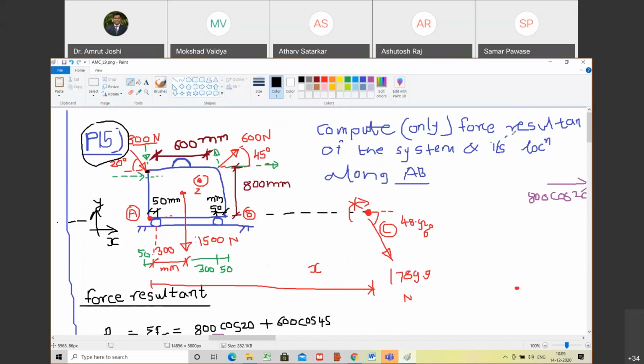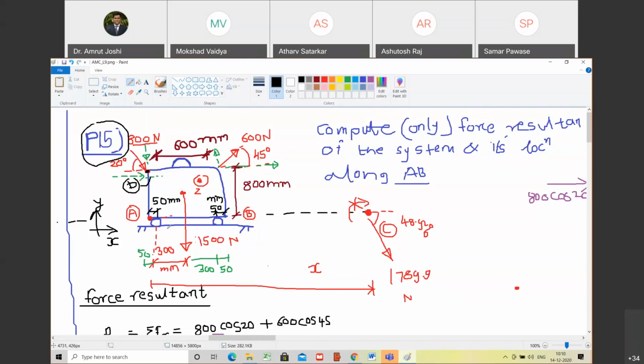Compute only force resultant of the system and its location along AD. So let me call this point as D. Along AD, ये पूछने वाला हूं. क्वेश्चन में समझा? मतलब what is the difference? Do you understand that the difference in question? Are you with me? Sir, can you repeat?